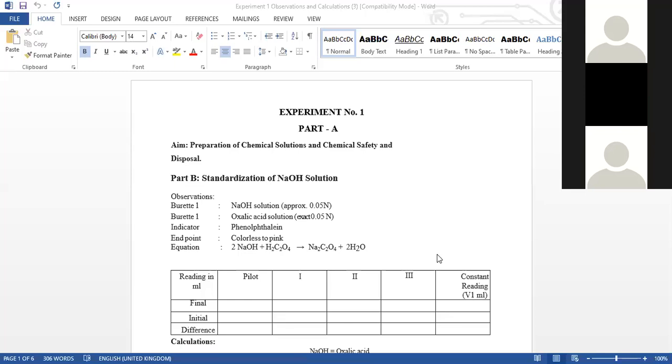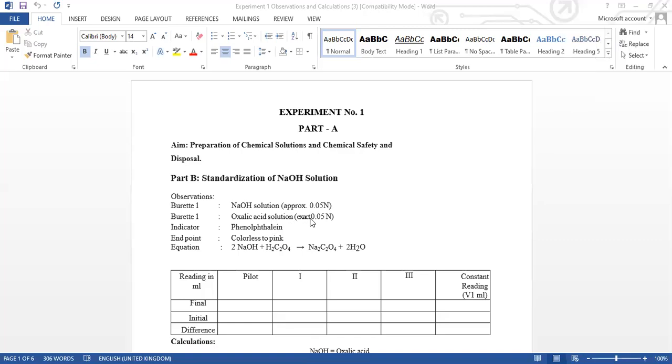This is the observation table. Here, preparation of chemical solution. I have explained to you. NaOH is taken in the burette. Oxalic acid, which we have prepared, is taken in another burette. It is 0.05. Phenolphthalein is the indicator.